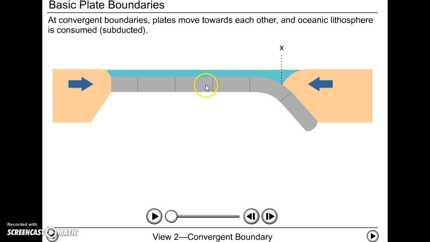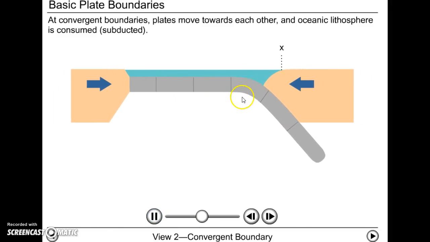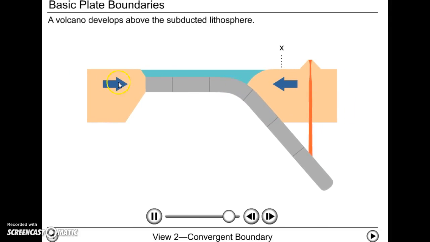It contains iron. And because of its mafic composition, when it comes into contact with the less dense felsic granitic composition of continental crust, it's going to subduct. It's going to subduct because it's denser. So as I run this, these are converging. This is my convergent boundary.